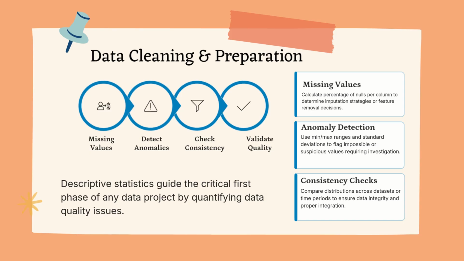First, missing values are handled by calculating the percentage of nulls in each column to decide on imputation or removal. Next, anomaly detection uses minimum and maximum values and standard deviation to identify suspicious data. Then, consistency checks compare distributions across datasets or time periods to ensure data integrity. Overall, descriptive statistics help measure data quality and prepare it for accurate analysis.